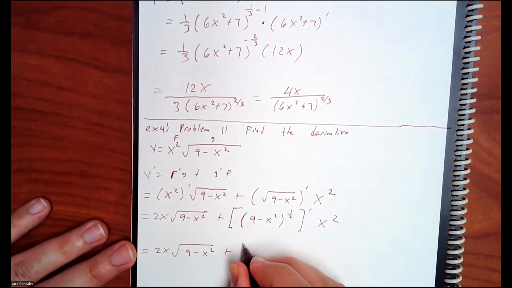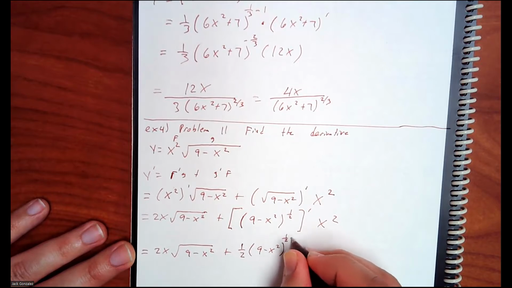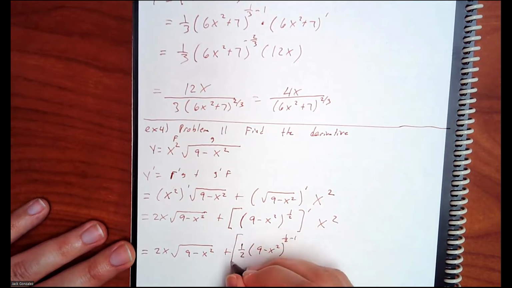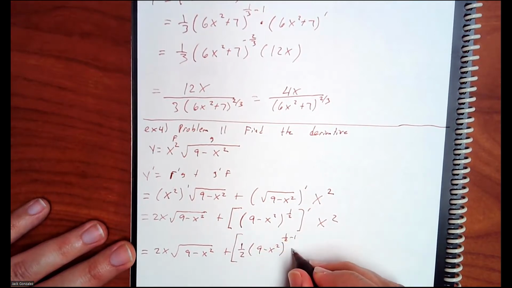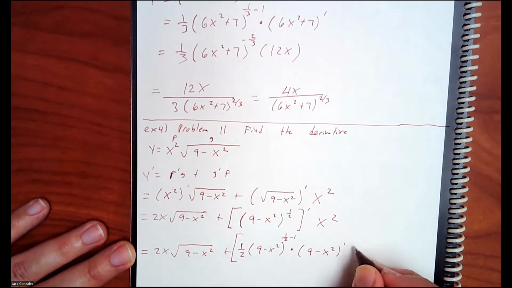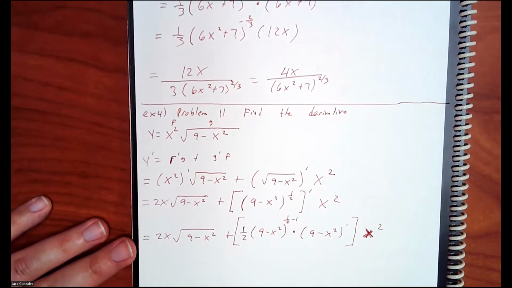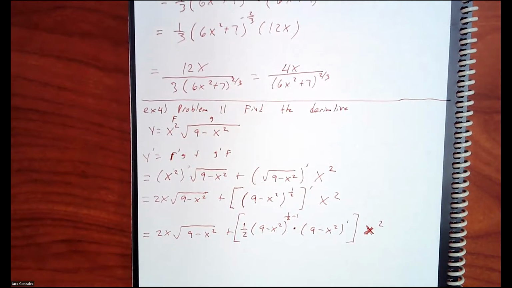So that'll give us 1/2 times 9 minus x squared to the 1/2 minus 1. All this is happening inside, times the derivative of the inside. I'm going to show an extra step. So it's all happening inside the brackets. Brackets are not necessary, but it's emphasizing what we're focused on at the moment.